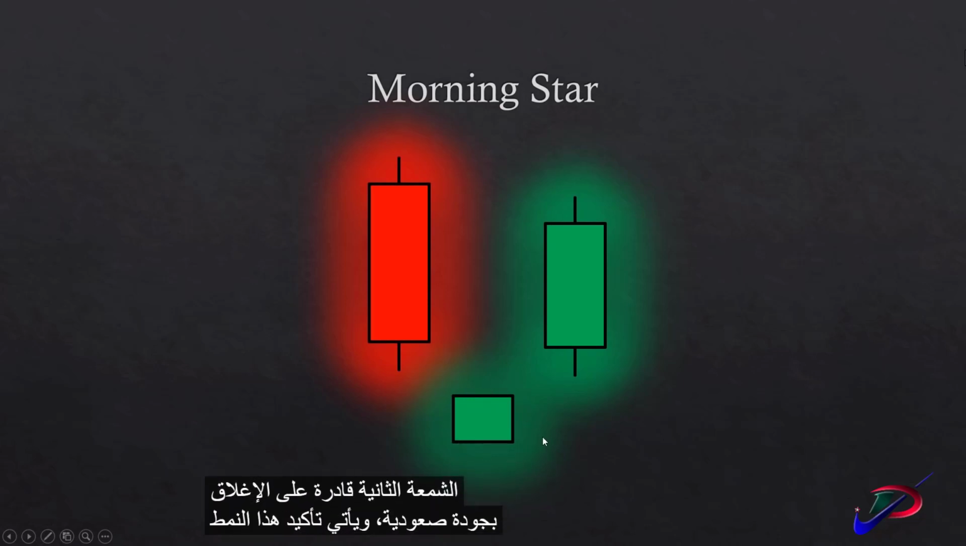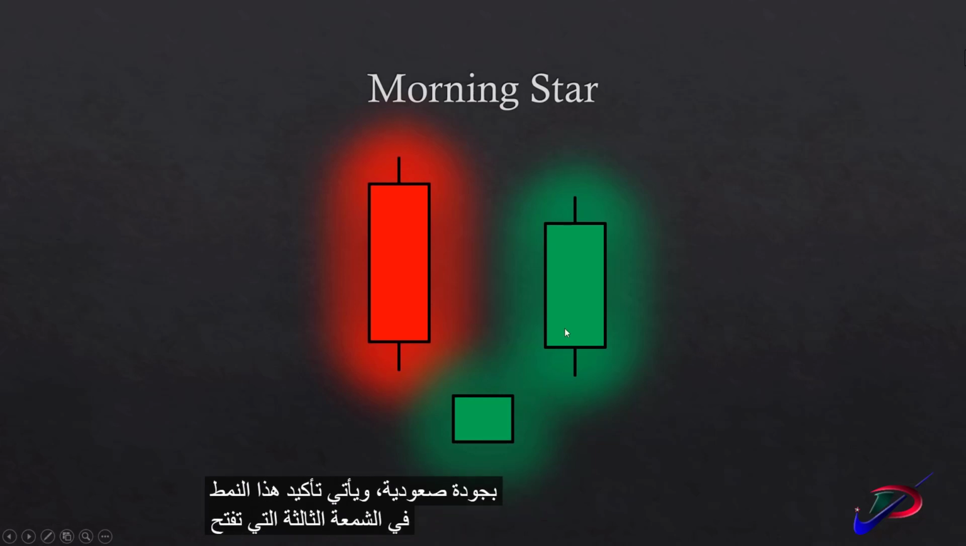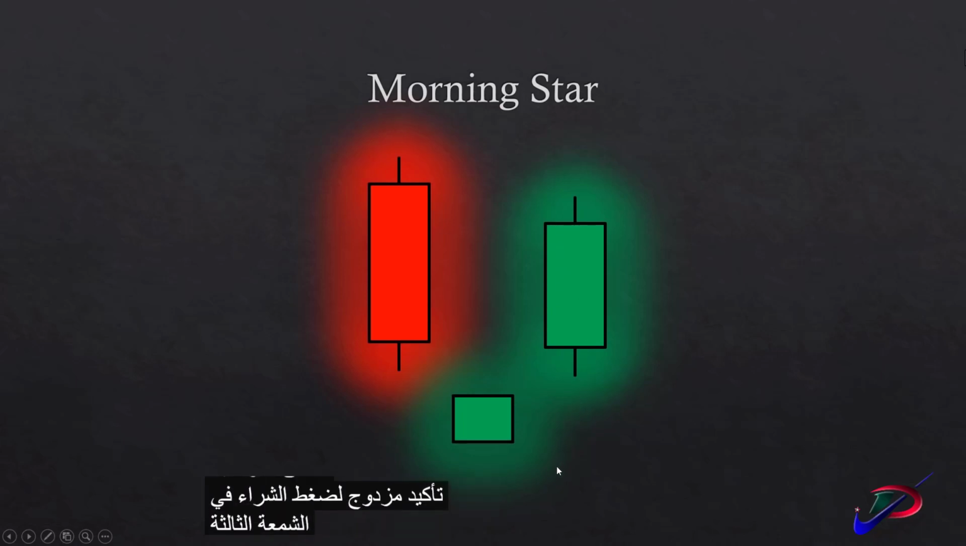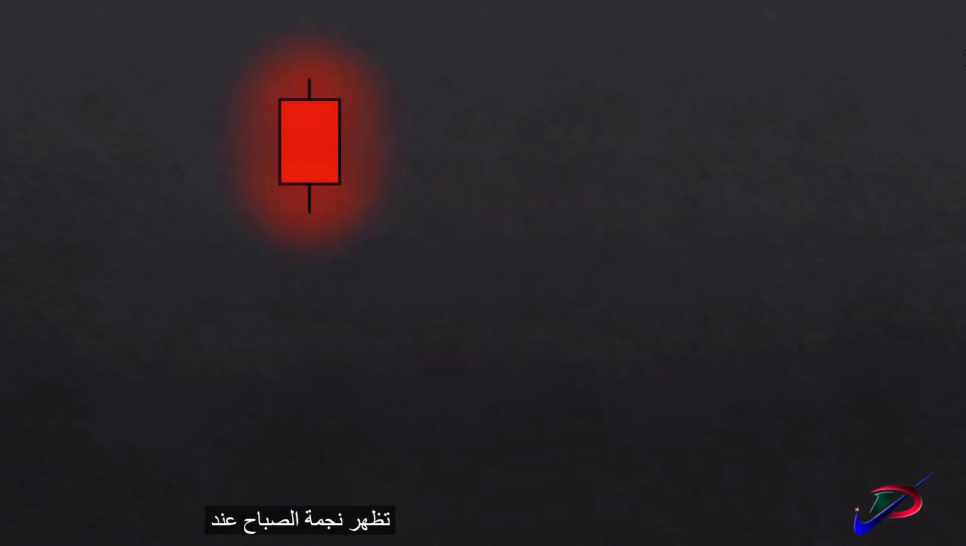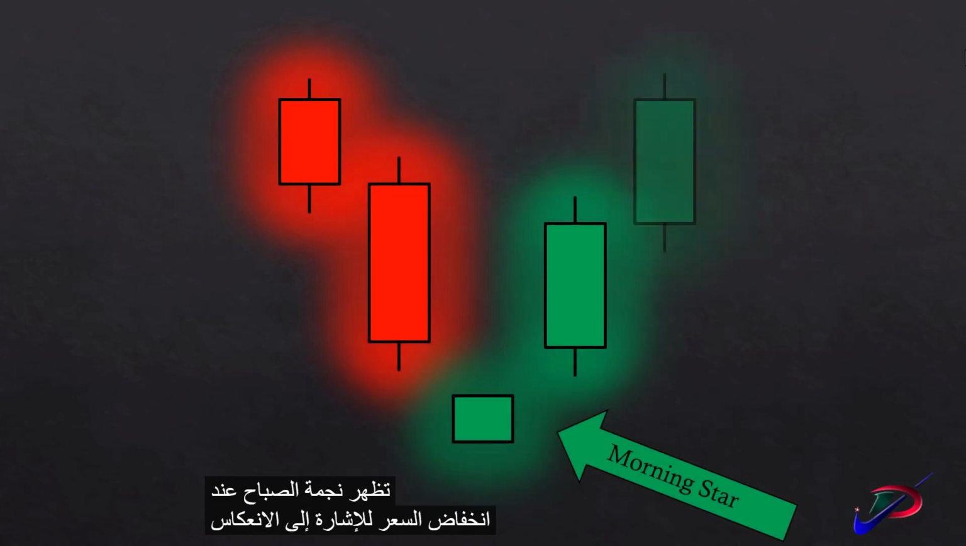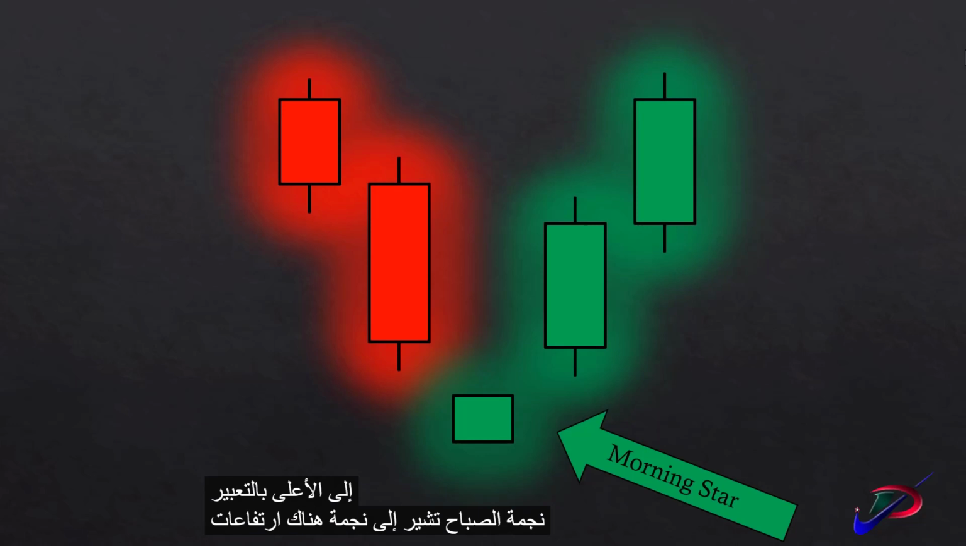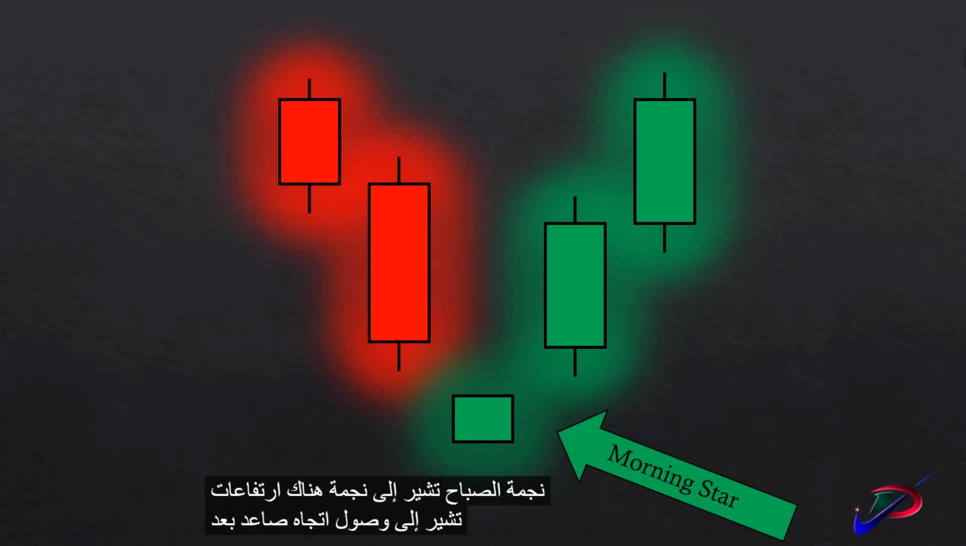The confirmation of this pattern comes in the third candle, which opens with a gap up and forms a larger bullish body. In other words, we have a double confirmation of buying pressure in the third candle. The morning star appears when price is going down in order to signal a reversal to the upside. The expression morning star refers to a star that rises, denoting the arrival of an uptrend after the pattern.